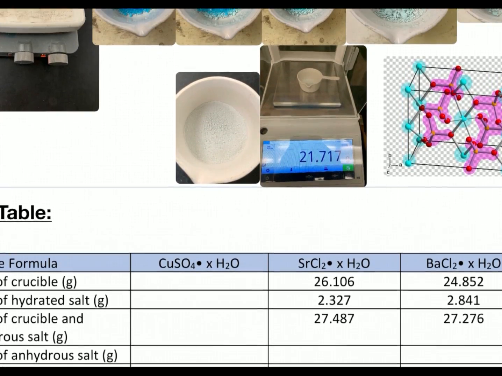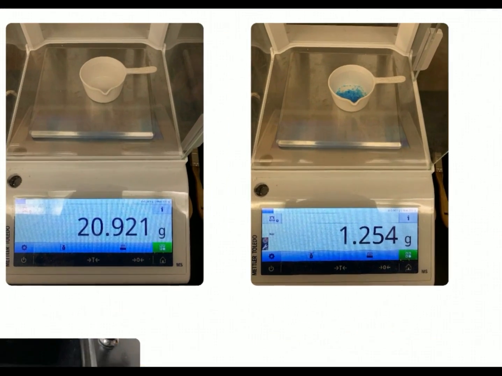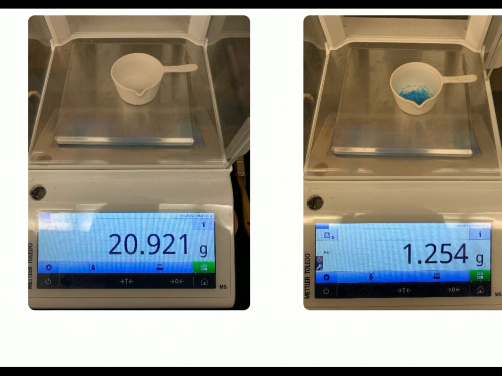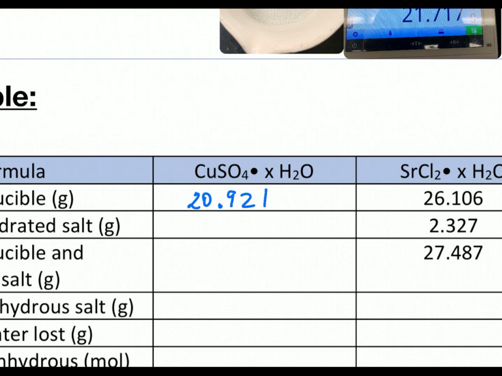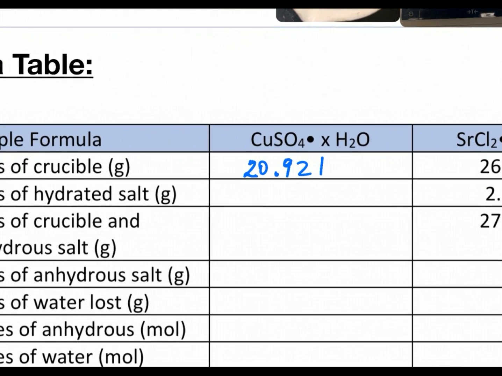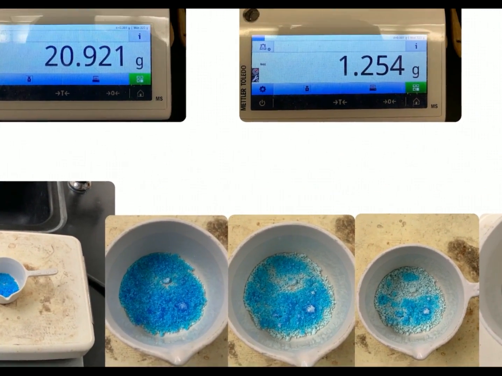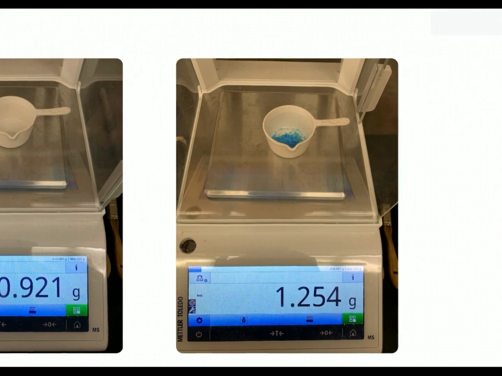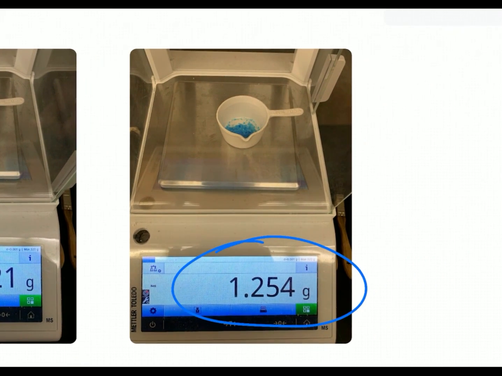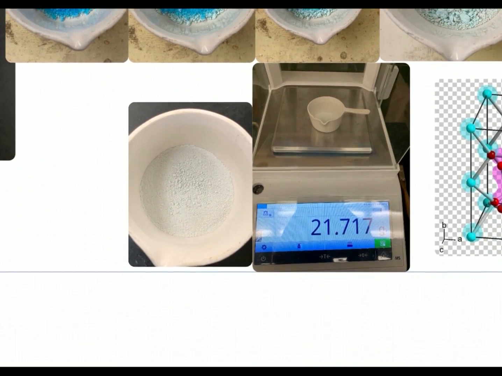All right, mass of the crucible. Let's run back up here, and the mass of the empty crucible was 20.921. Gram is already over here, so I really don't have to write it. Now it wants the mass of the hydrated salt. How much of the hydrate did we begin with? Remember I told you that I tared the crucible to 0 and then I added salt. So this mass is the mass of only the hydrate in the cup. So 1.254.